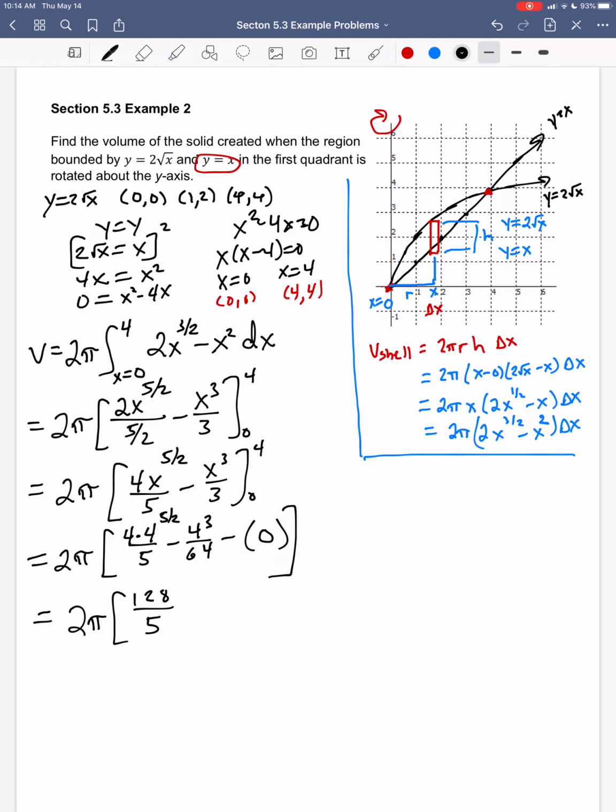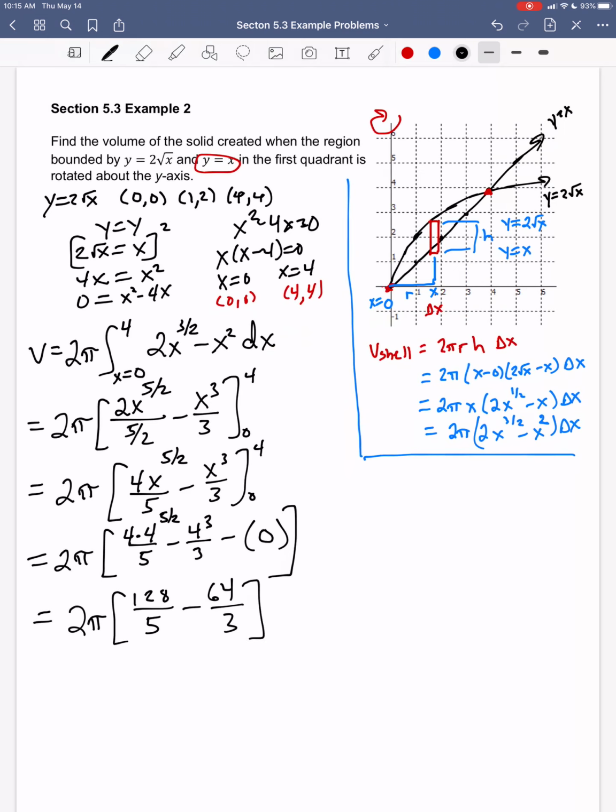Oh, what did I do there? In class, maybe somebody would have said something. So 4 cubed over 3. I don't know why I was doing the 64, I think, in my head. All right, so that's going to be minus 64 over 3.